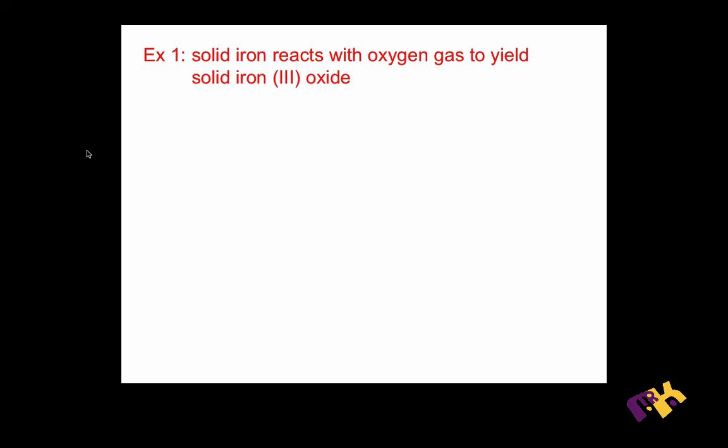All right, so what we want to do is move this from the word equation into the formula equation. Well, solid iron is just elemental iron, so it's just Fe. Elemental oxygen is just O2, so we may make note of that. And it's going to produce, or yield, solid iron 3 oxide. What's the formula for iron 3 oxide?